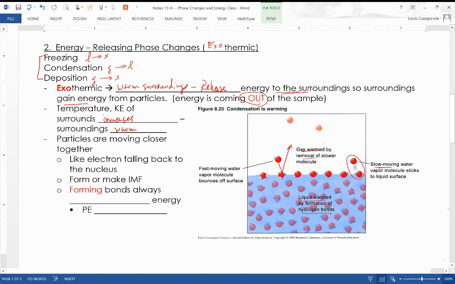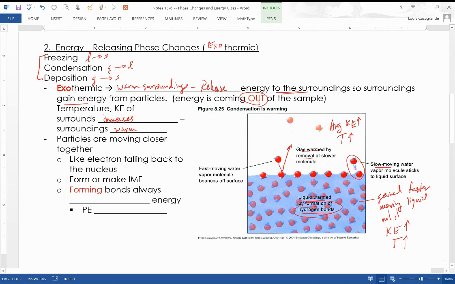But as before, the gas gets warmed by removal of a slower molecule. Since the slower moving molecule is removed, the average kinetic energy is going to go up. You're removing something that's slow, so the average is going up. So the temperature goes up. Meanwhile, we have formed these hydrogen bonds, but also we've gained a faster moving liquid molecule. And because it's faster moving, the kinetic energy is going to go up and the temperature is going to go up.